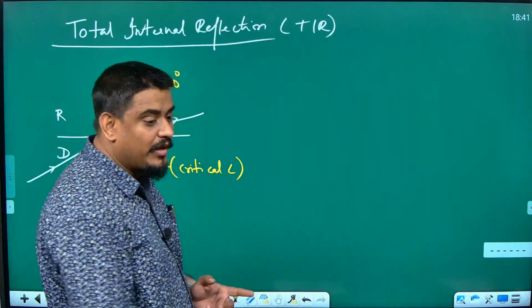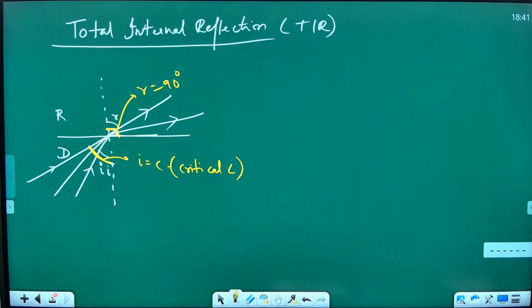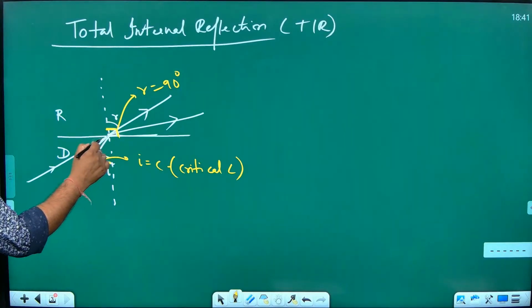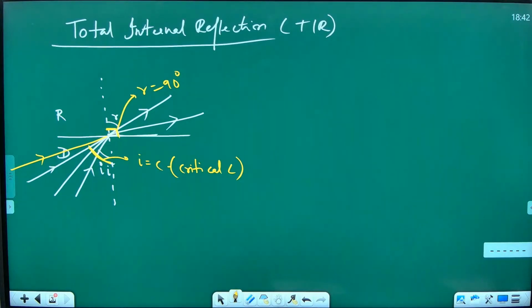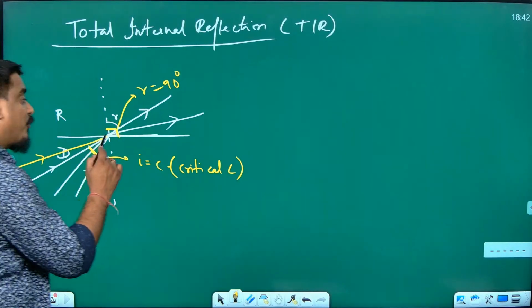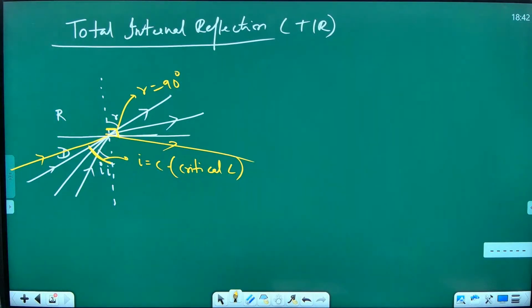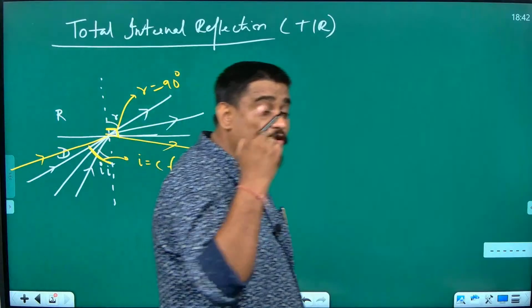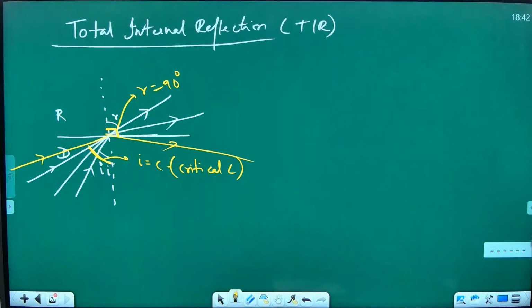Now, imagine what can happen if the angle of incidence is more than the critical angle. Light will reflect back in the same medium, following the laws of reflection. Suddenly, refraction changes into reflection.